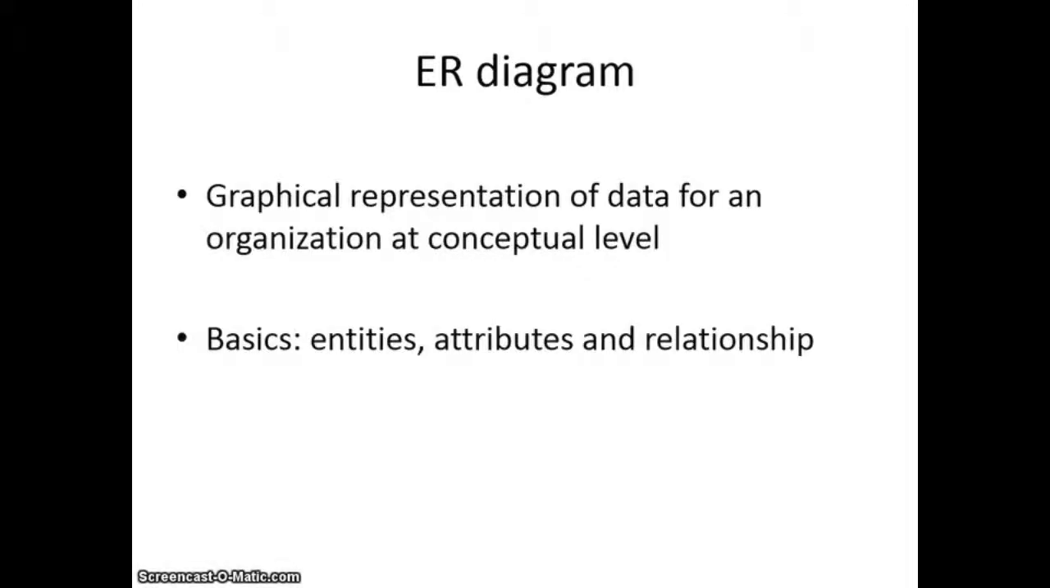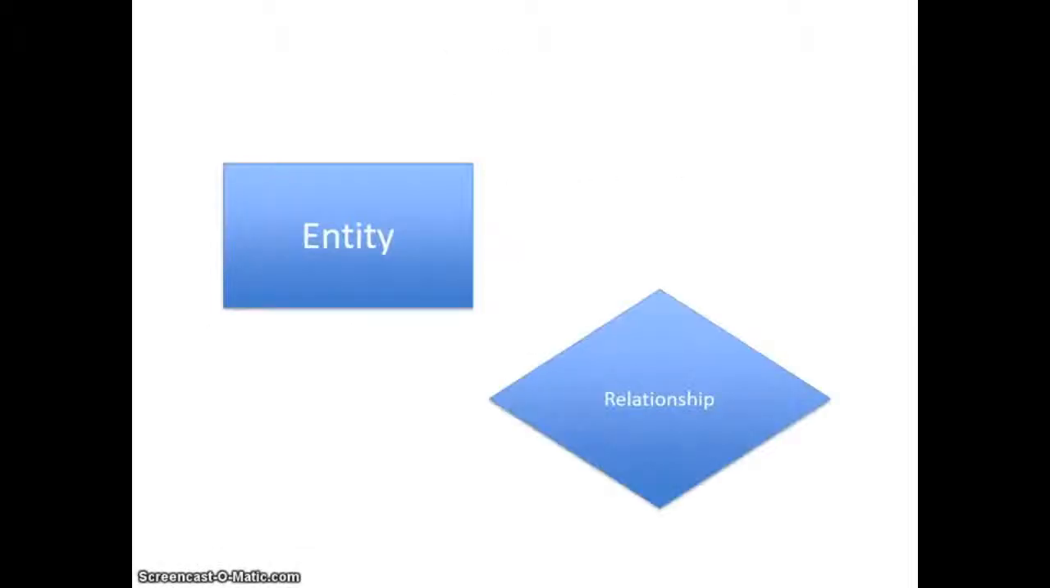An ER diagram, also known as an entity relationship diagram, is a graphical representation of data for an organization at a conceptual level. The basic constructs of an ER diagram are entities, attributes, and relationships. An entity is a person, place, device, event, or concept. It is represented by a rectangle. In Visio, we will add attributes. Attributes are properties of an entity. A relationship is an association between two entities. A relationship is represented by a diamond.